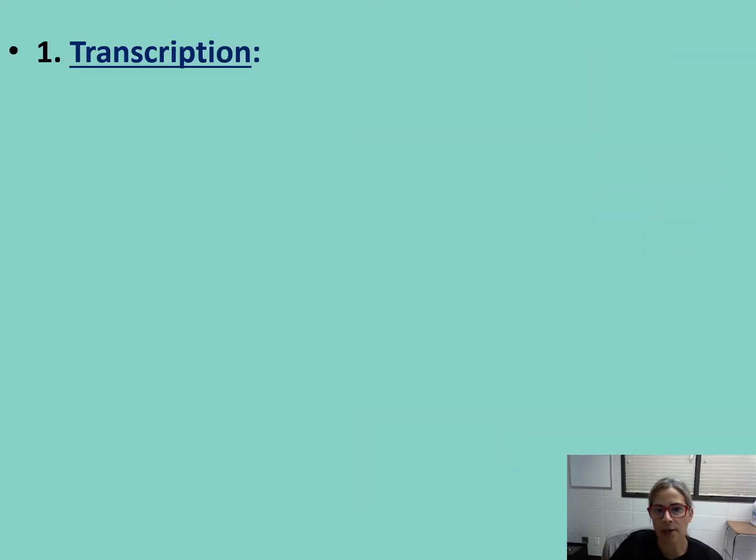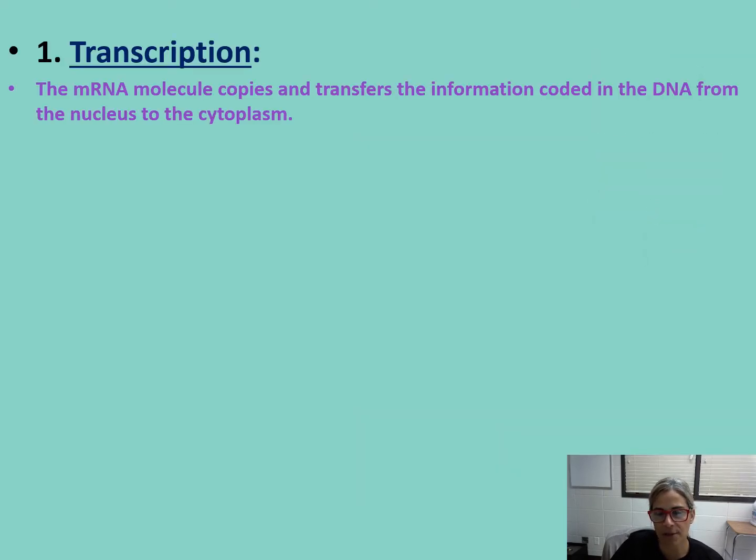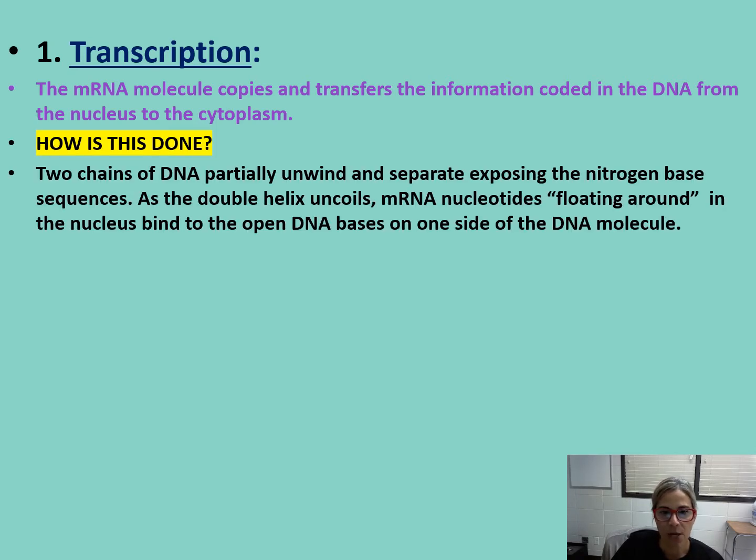So if we take a look at the actual process in a little more detail, mRNA copies and transfers information from the DNA molecule inside the nucleus, and then we'll take that to the cytoplasm. Just like with DNA replication, before transcription happens, the chains of DNA are going to partially unwind, and they're going to expose part of that genetic code.